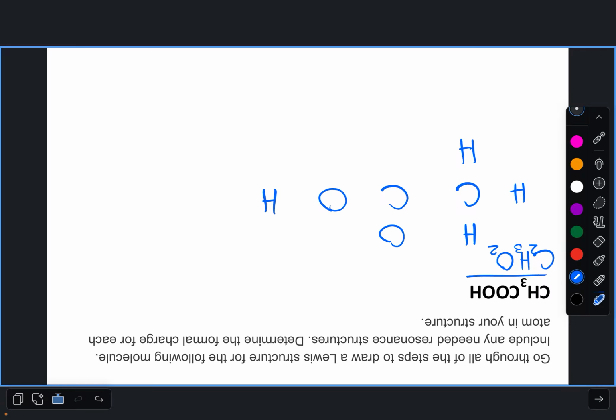So if I put the bonds in there for you, this would be what we consider a skeleton structure. It's not telling you the exact structure because all the electrons aren't in there. It's just telling you the general order that the atoms come in.